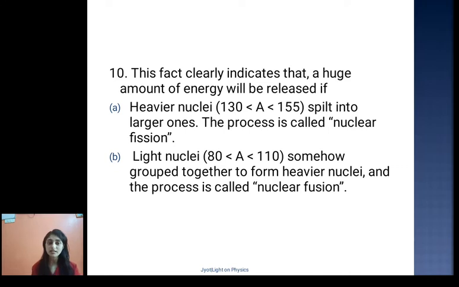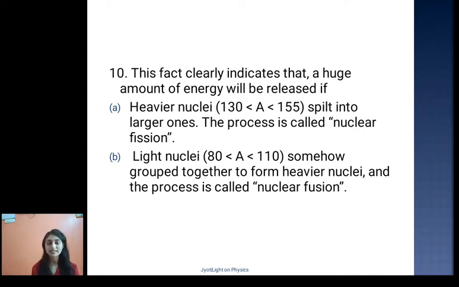So basically here what we are talking about is two important processes in nuclear physics. One is nuclear fission, second is nuclear fusion. So what is nuclear fission? Nuclear fission is the splitting of heavy nuclei into two masses which are comparable to each other. Mostly heavier nuclei, in the sense when the atomic mass number lies between 130 and 155, show the phenomenon called nuclear fission. When this process happens, a huge amount of energy is released.